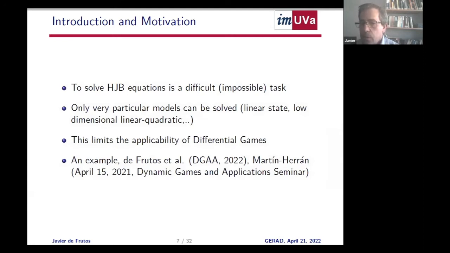Solving the Hamilton-Jacobi-Bellman equation is a nearly impossible task. Only very particular models can be solved. This is well known for all of us, I think. Linear state models, linear quadratic, low dimensional linear quadratic problems, because the high dimensional linear quadratic problem has a combinatorial difficulty in order to solve it.